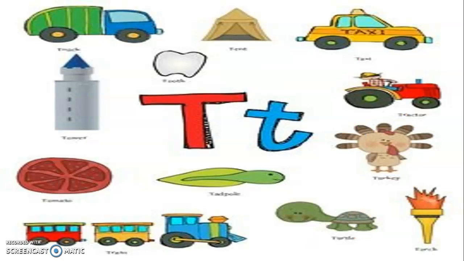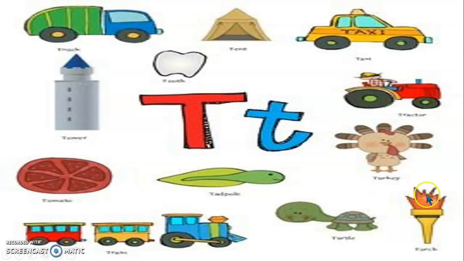Now let's look at this picture. Oh, we have so many things that start with letter T. Come on, let's say the pictures. T as truck. T like tower. Tomato. T like train. T tadpole.